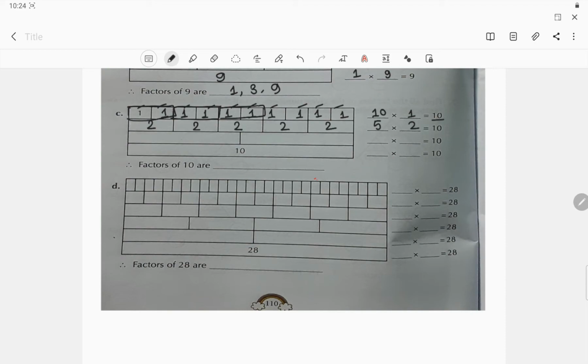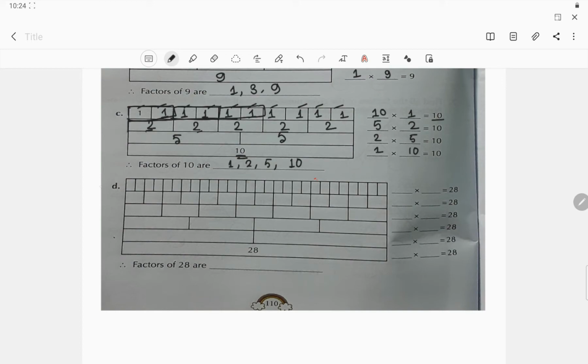And if you add 2, 2 and 2 and a half, that means here will be 5 and here will be 5. So there are how many 5s? 2 5s. So 2 into 5. And here is only 1 10. So 1 into 10. So factors of 10 are 1, 2, 5 and 10.